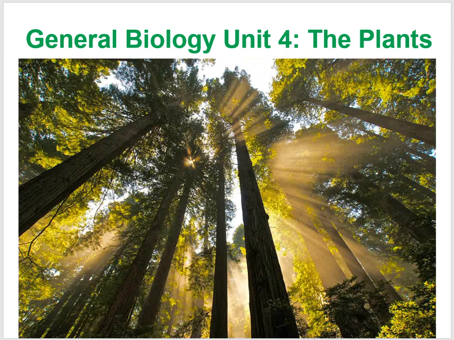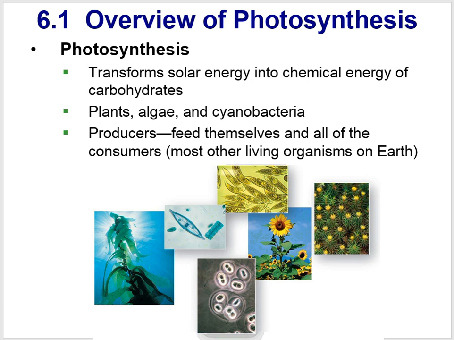Alright, we're starting out Unit 4 of General Biology with Chapter 6, talking about photosynthesis. Unit 4 is going to be all about plants, with a little bit at the end about fungi as well. Chapter 6 talks about photosynthesis. We skipped Chapter 6 earlier this semester when we were talking about energy in Unit 2, because I just feel like this chapter fits in better with what we're talking about as we learn about plants.